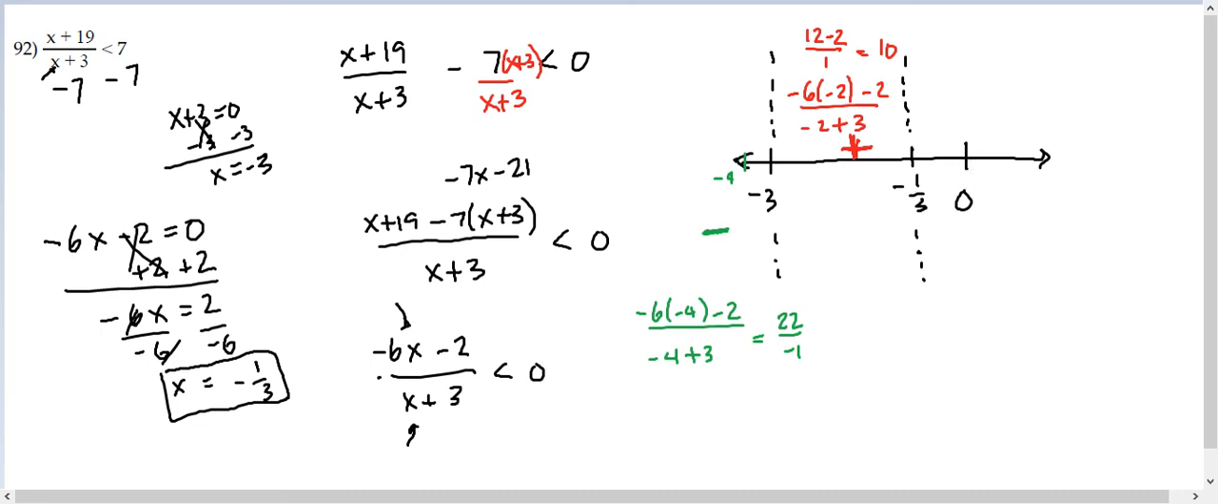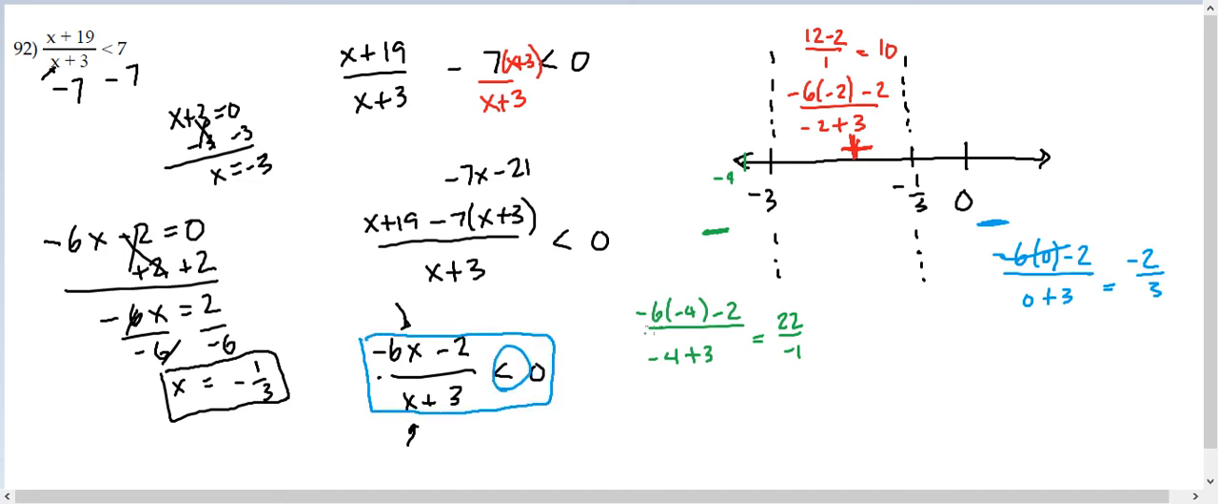And now right of negative 1/3, 0 is my favorite number. If I can ever plug in 0, I always do that. When we put in 0, we get (-6 times 0 minus 2) over (0 plus 3), so we have negative 2 over 3. Again, that's just a negative number, and that's all we care about. Now this original function, we want it less than 0. It's less than 0 in all of this area over here, and over here, greater than negative 1/3. The only place where it's greater than 0 is between negative 3 and negative 1/3.